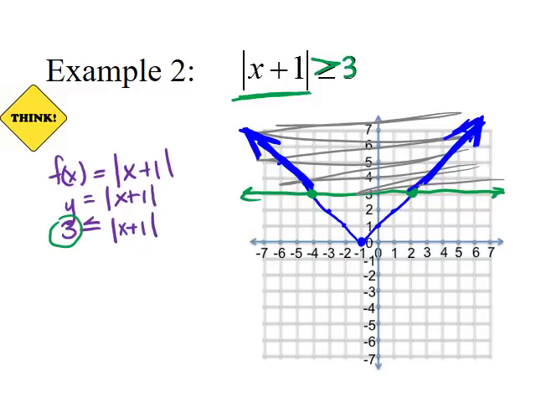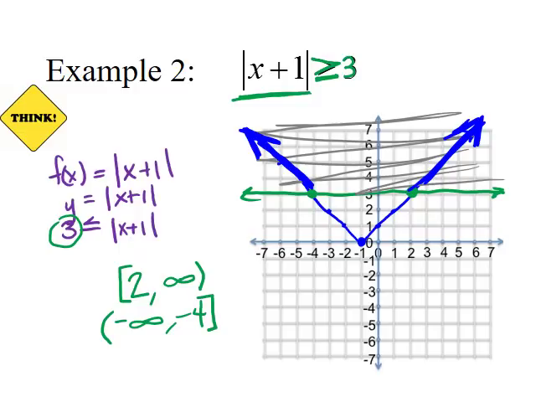So how do I represent that in interval notation? In this case, I'm interested from the point 2 to infinity and the point negative infinity to negative 4. Now this is "or equals to," so the 2 gets a bracket, the negative 4 gets a bracket, and we know that infinity always has parentheses.